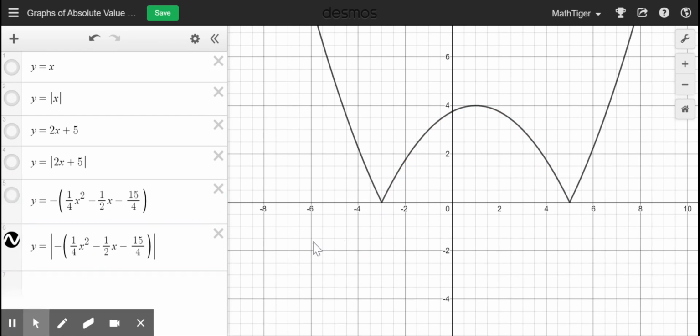So hopefully that gives you a little bit of a sense of what these original graphs and the absolute value functions of these graphs look like. Now we're going to go in and start doing the algebraic calculations to graph these without the use of Desmos.